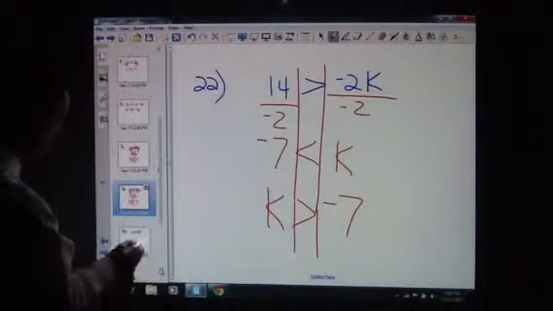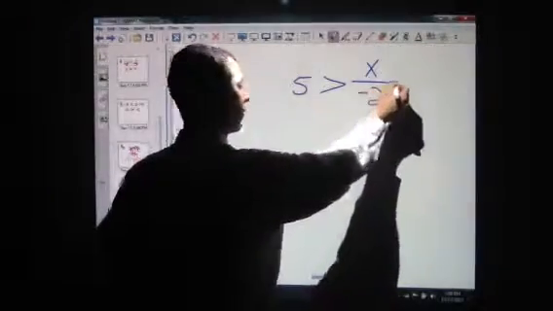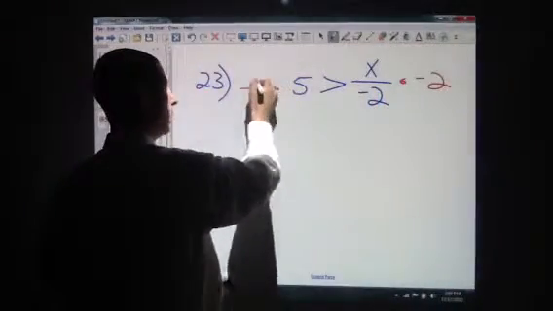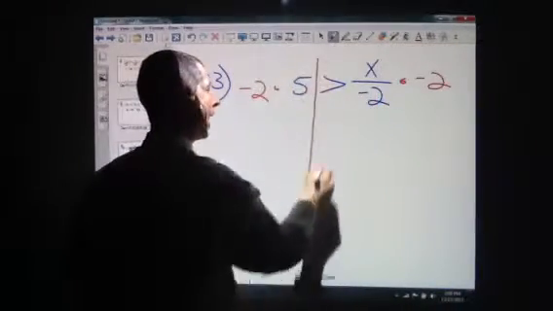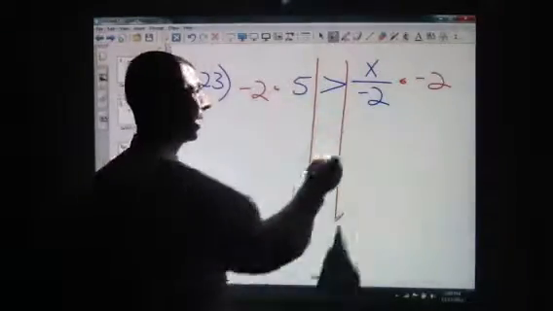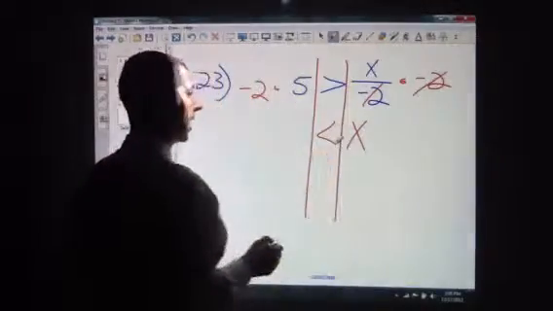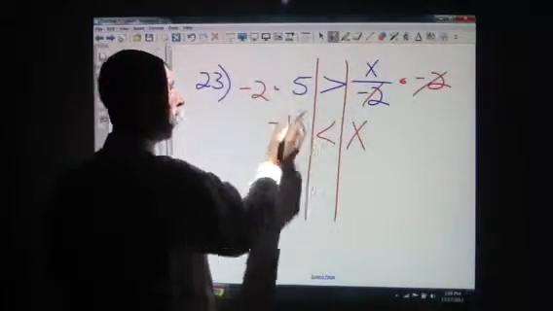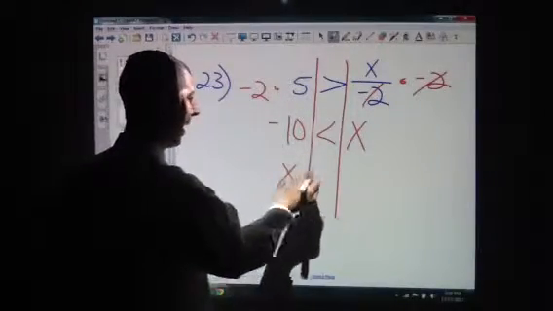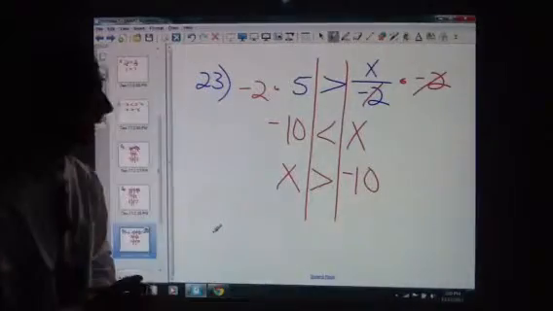Let's see if I got another one here. All right, here's another one. I have to multiply now both sides by negative 2. Once again, that same rule applies for flipping our inequality symbol if we're multiplying or dividing by a negative number. These cancel. We got to flip our sign. Now we got to go back because our variable's on the wrong side. So we're putting the sign back to greater than. There would be our answer to that problem.